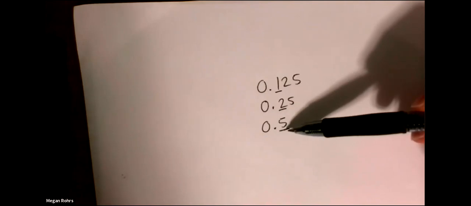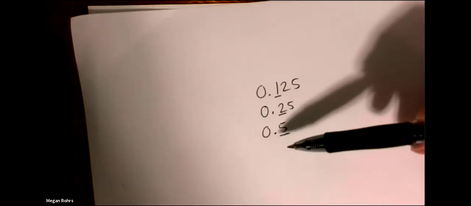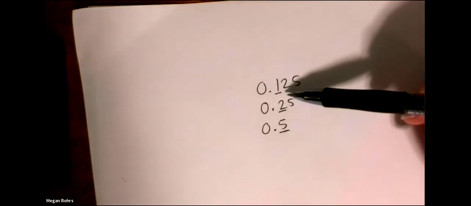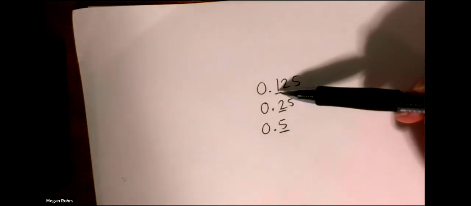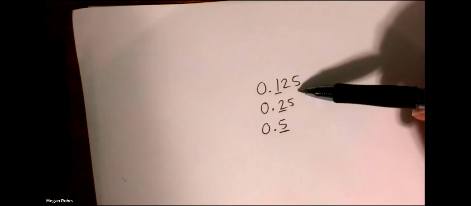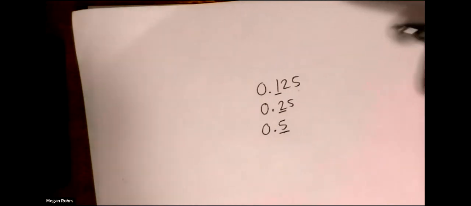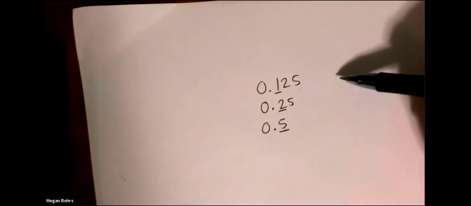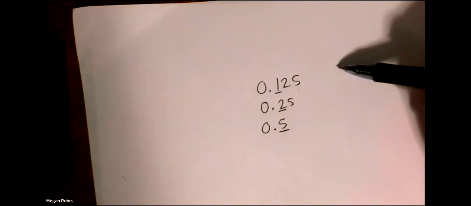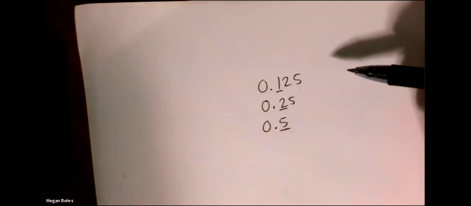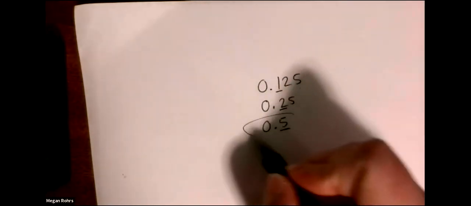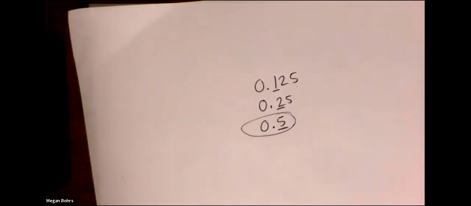So 5 would be the largest, so this would have the largest value. Even though this number has 3 digits, keep in mind that this digit would be in the thousandths place, so it's going to have a smaller value. So the further the number goes out here, whatever digit we're looking at, that is going to be the smaller value. So in this case, 0.5 would be larger.